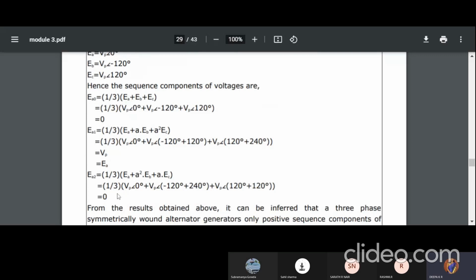1 by 3, then VP 120 plus 240. And here again it is 120 plus 120, 240 you are going to get. Just check these readings. After simplification, you are going to get again EA2 as 0 itself. So from these two, you can observe that the zero sequence output is 0, and the negative sequence output is 0. But for the last, the positive sequence, we are going to get the answer.